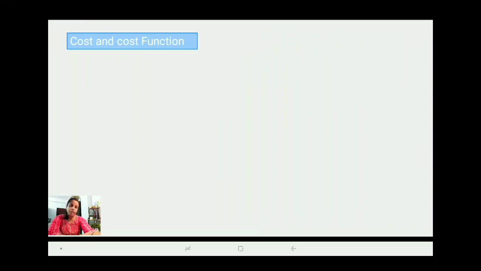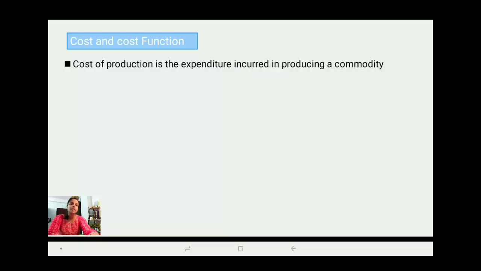So when we are talking about cost, what is cost? Most of the times, as a layman, we always combine cost and price together. Whenever we are trying to find out the price of something, we always ask the cost. So cost and price are two different concepts. When we say cost, cost is nothing but the expenditure. It is the production expenditure incurred during the process of production.